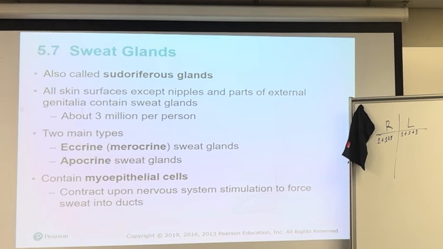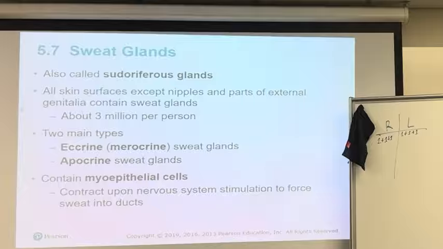Okay, so now let's talk about the glands, sweat glands. Another name of the sweat gland is the sudoriferous gland. As I told you, we have two different types of sweat gland, eccrine and apocrine. And how many eccrine glands do you have in your body? Three million, everywhere in your body.